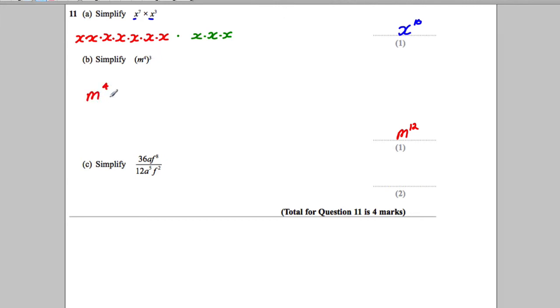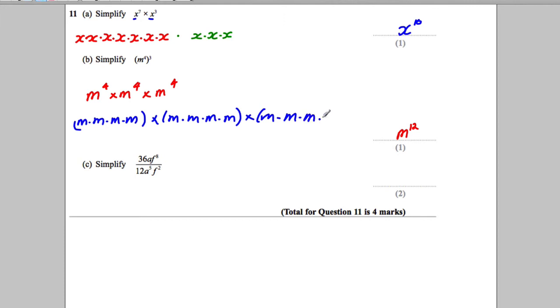to the power of 4 times m to the power of 4 times m to the power of 4. Now, m to the power of 4 is m times m times m times m, and we're going to multiply this by m times m times m times m, and we're going to multiply this by m times m times m times m. Now, clearly, we have 12 m's multiplying together, hence m to the power of 12. But you can remember the power of the power rule.